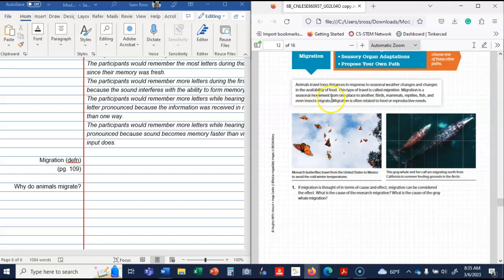So migration is a seasonal movement from one place to another. Migration is often related to food or reproductive needs. So why do they migrate? Because of food and reproductive needs.